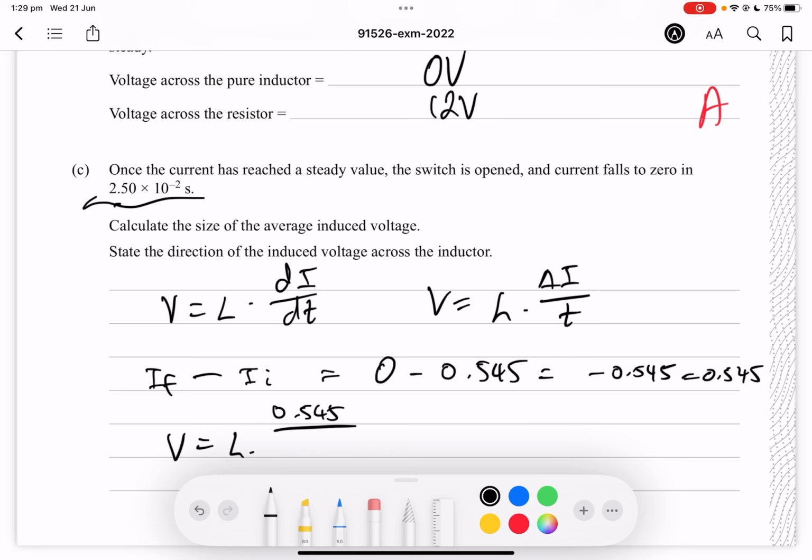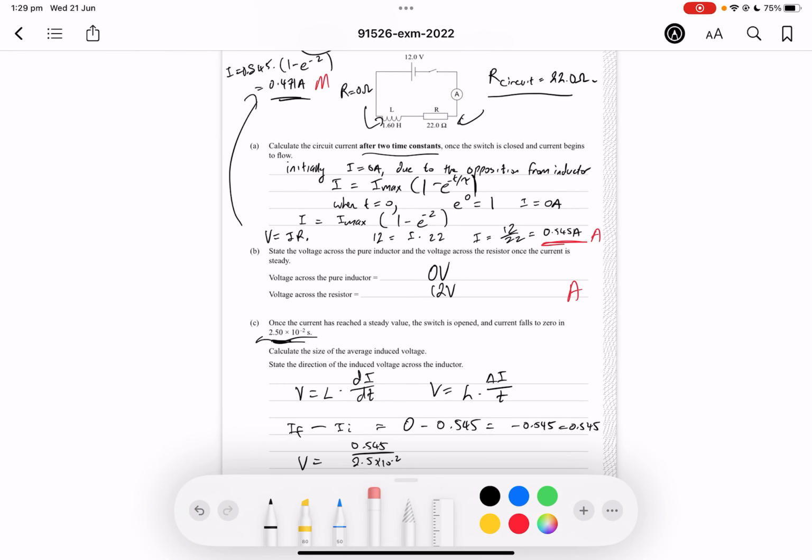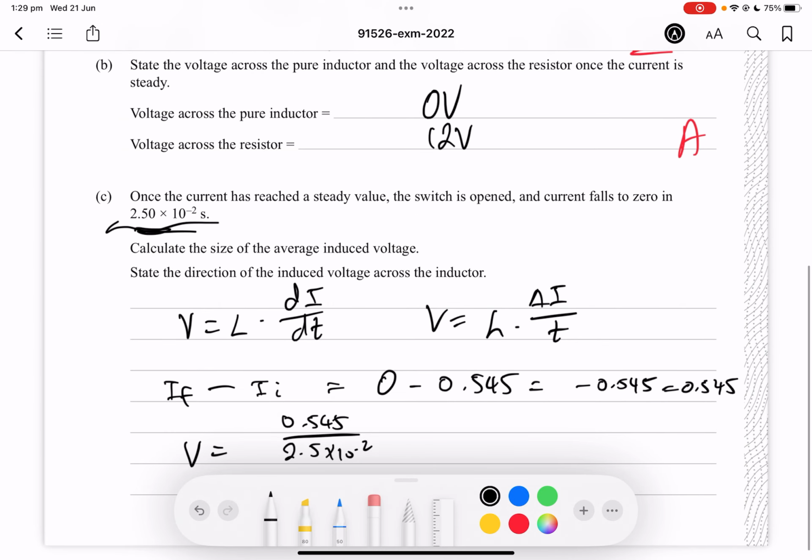It's 2.5 times 10 to the power of -2. And the value of L is 1.6. So it'll be 1.6 multiplied by 0.545 divided by 2.5 times 10 to the power of -2. This will give us an average voltage of 34.9 volts.